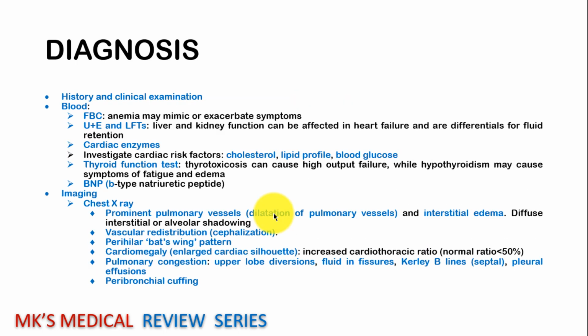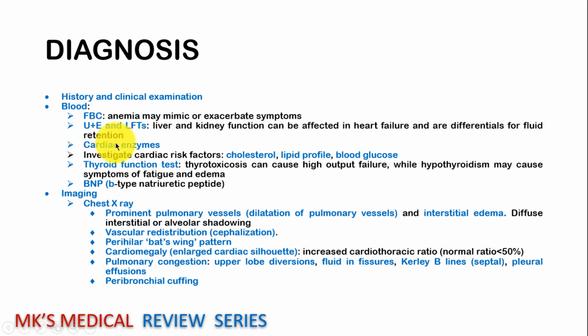When it comes to the diagnosis of the condition, you may order some investigations, but first of all, take your history and clinical examination. There are some important questions that you should ask this patient on the history, and you should perform a full cardiovascular examination. Then blood investigations include an FBC with a differential count, because anemia can mimic and exacerbate heart failure. Urea, electrolytes, creatinine, and liver function tests. You want to check the functioning of the liver and the kidneys, because heart failure can affect these organs. And also, you want to rule out any other cause of fluid retention.